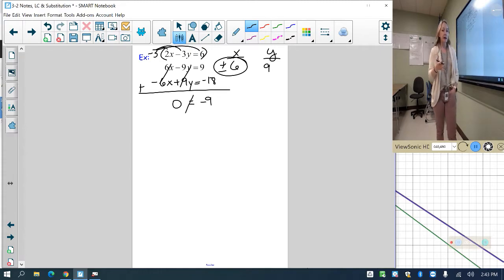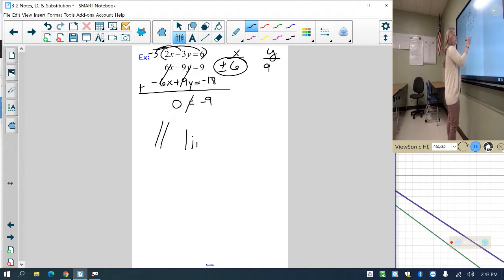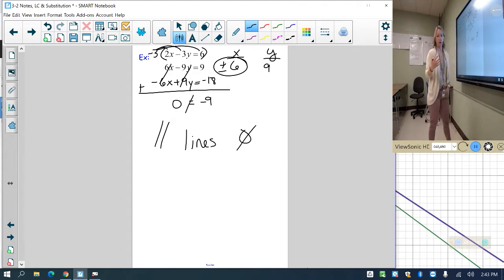So that tells me something. What does that tell me about these two equations or these two lines? It tells me that these lines never intersect. Two lines that never intersect are known as parallel lines, meaning there is no solution or no intersection point.